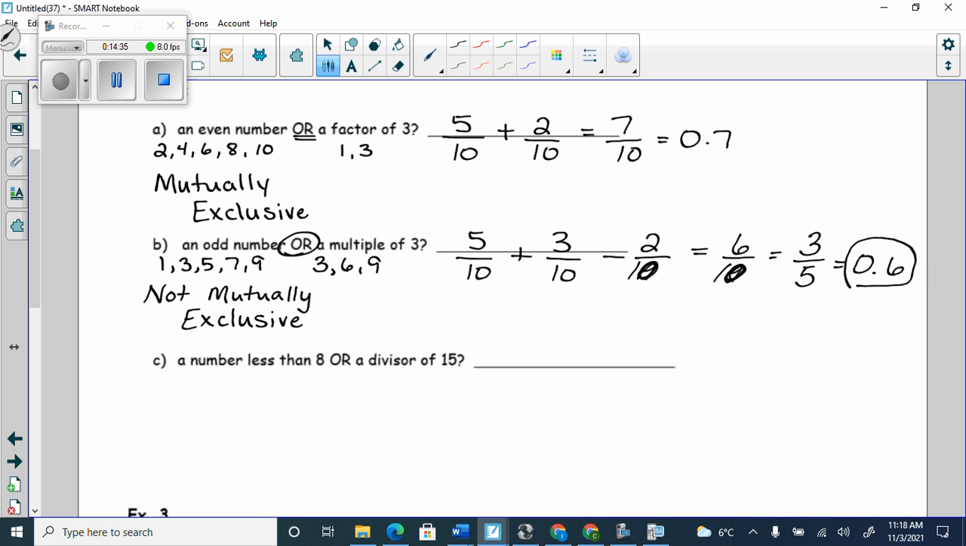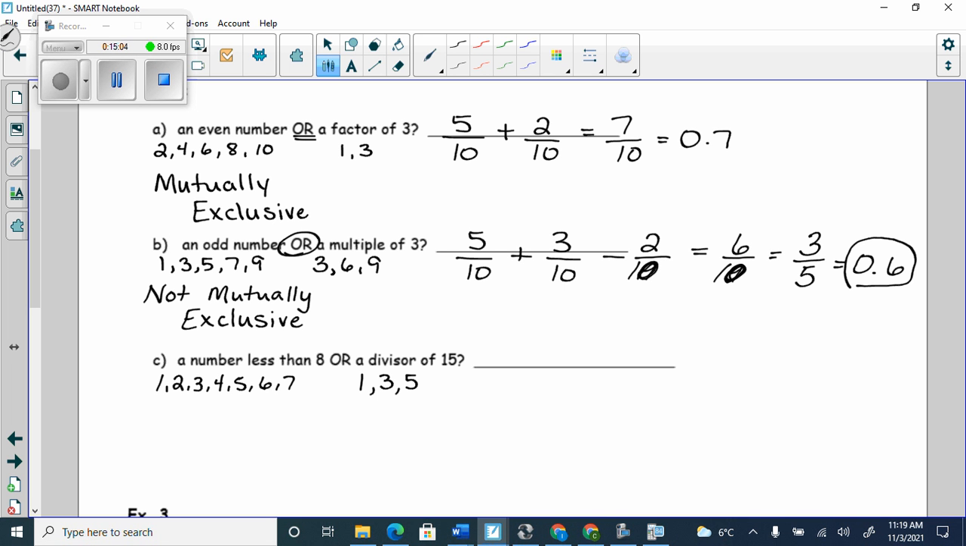Then we have a number less than 8. So that's 1, 2, 3, 4, 5, 6, 7. I stop at 7 because it says less than, not less than or equal to, right? And a divisor of 15. A divisor of 15 is something that can go into 15 that doesn't get you a decimal. So 1 can go into 15, 3, 5. That's about it. If I divide any other numbers in, I'll get a decimal, right? So they're not a divisor.